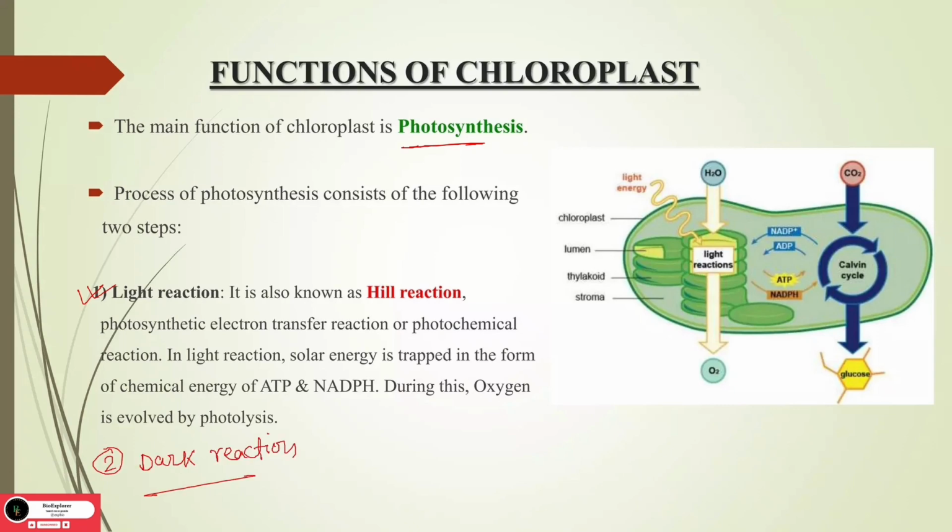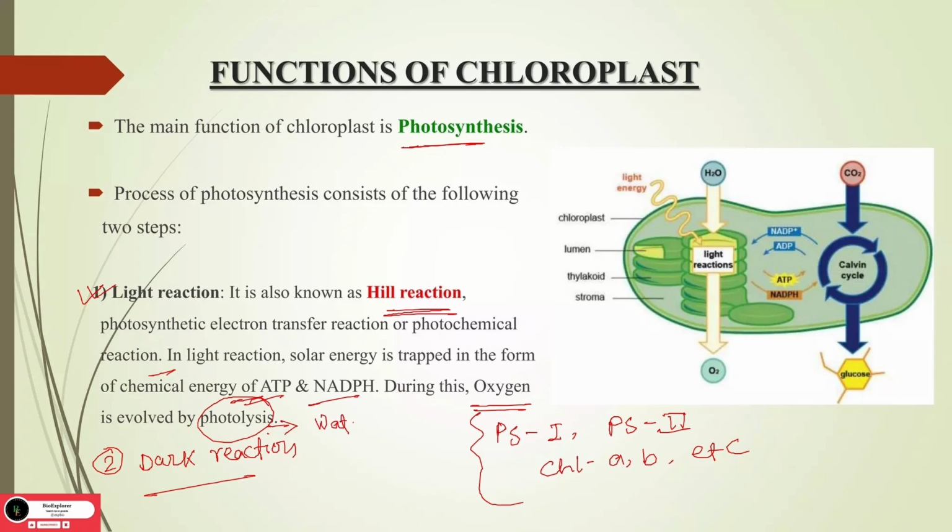The light reaction is also known as the Hill reaction. Photosynthetic electron transfer reaction or photochemical reaction is known as the light reaction. In the light reaction, photosystem 1 and photosystem 2 and various chlorophylls, that is chlorophyll A, chlorophyll B, etc., are responsible. In the light reaction, solar energy is trapped in the form of chemical energy, forming ATP and NADPH. During this, oxygen is evolved by photolysis. Photolysis of water occurs, and oxygen is produced.